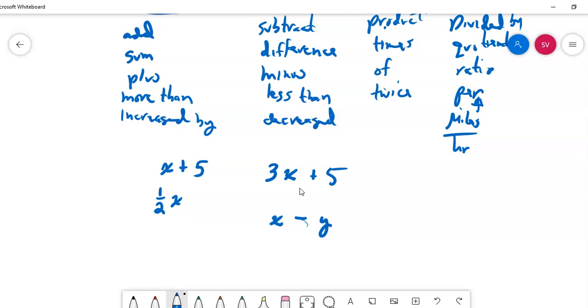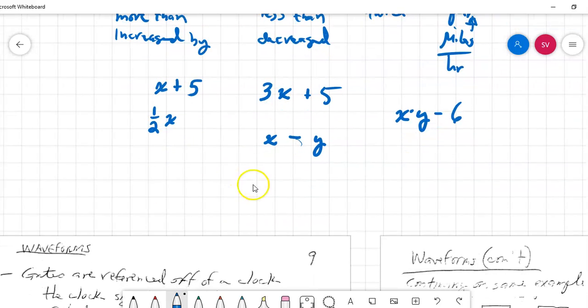The next one, 6 less than the product of two numbers. The word product is multiplication. I don't know what these two numbers are, so I'm going to multiply them, since it says 6 less than the product of two numbers. That's X times Y. Now 6 less than that is minus 6.